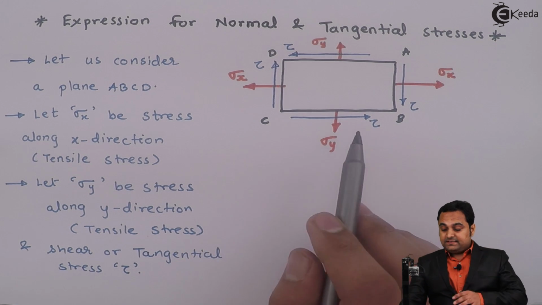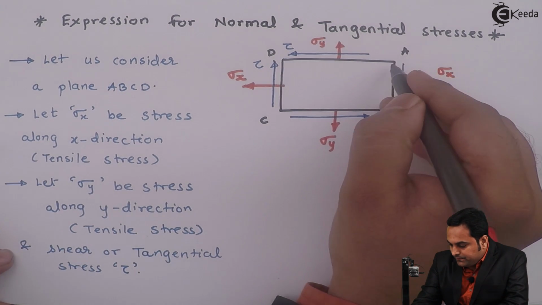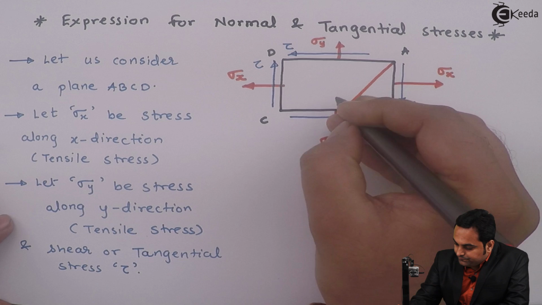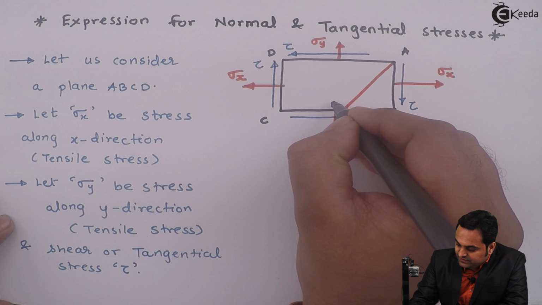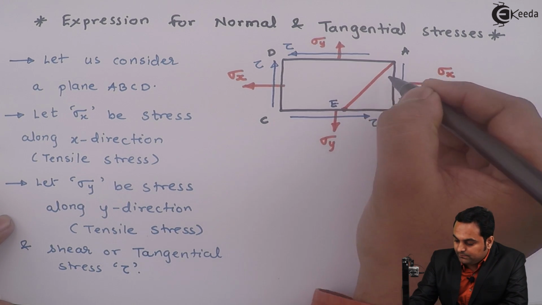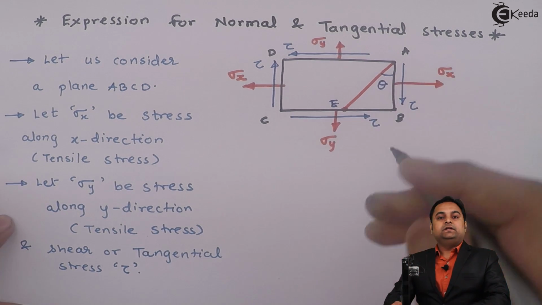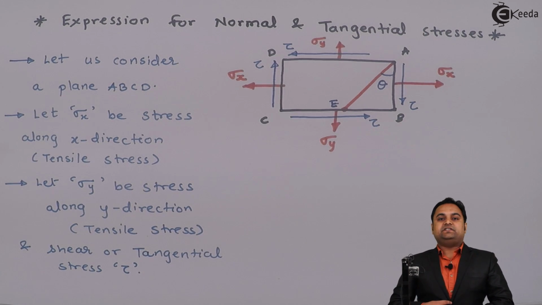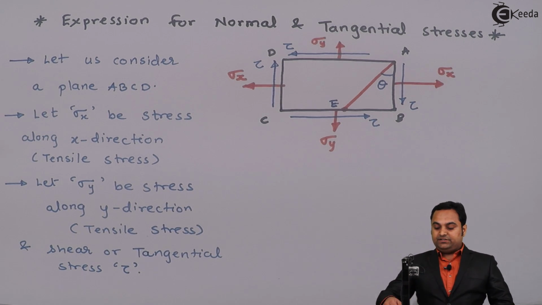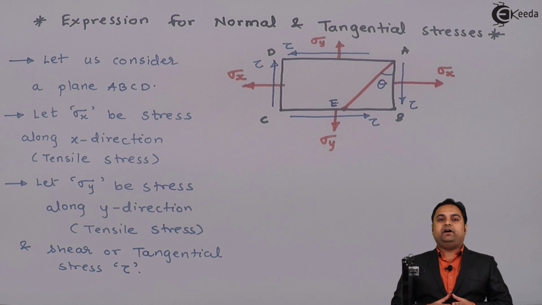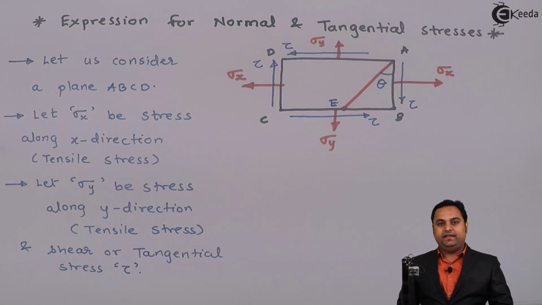Now, inside this plane, I am taking an oblique or inclined section. I'll call it as, this plane is A suffix E, that is AE is the inclined plane. Its inclination with the vertical AB, that is theta. Now, when we are deriving this expression for normal and tangential stresses, in that I'll consider the oblique section, and we are going to find the normal and tangential stresses on this oblique section or oblique plane AE.